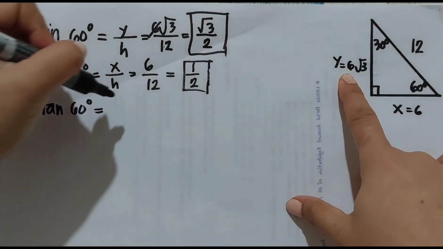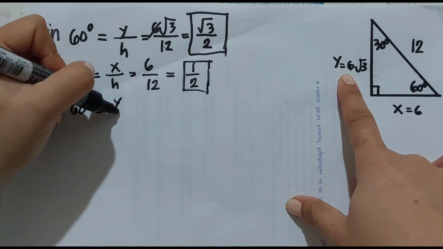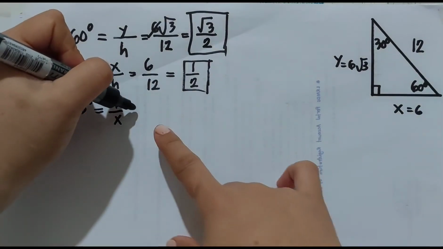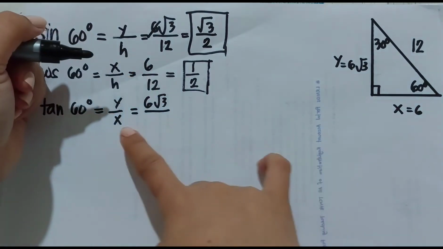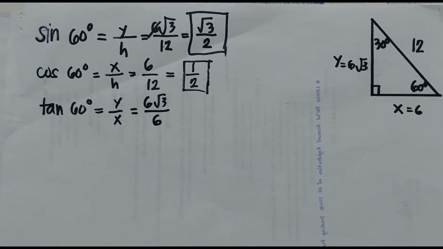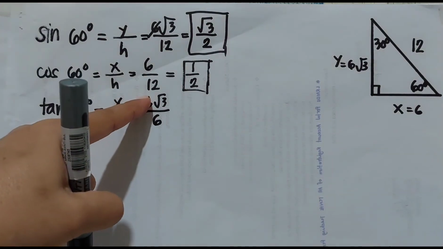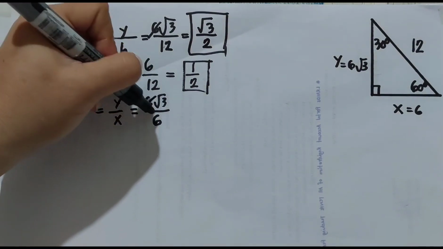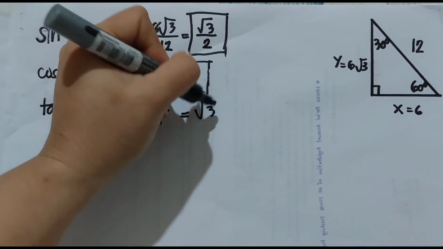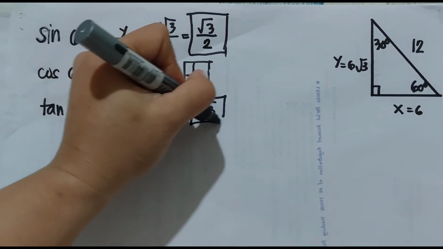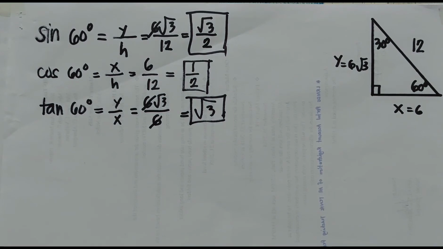Opposite over adjacent, so you have y over x. Your y is 6 square root of 3 over your x, which is 6. So 6 over 6, you can divide that and cancel, so what remains is only square root of 3. Okay? What about its inverse?